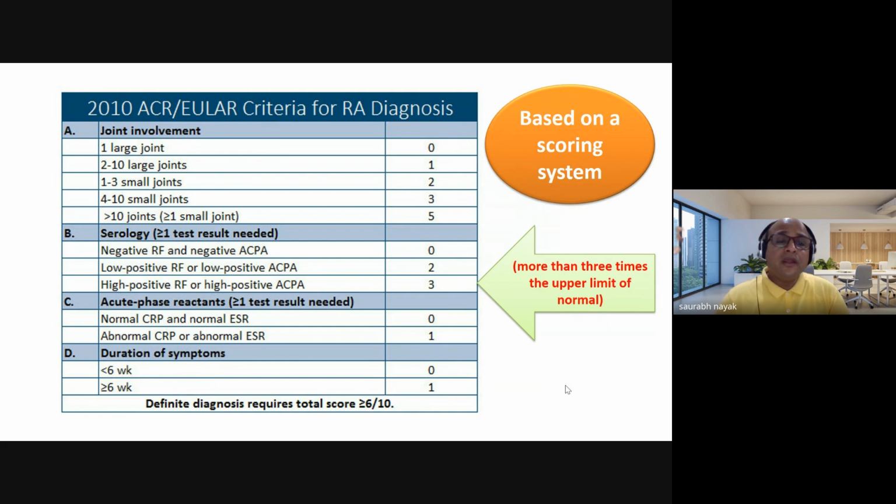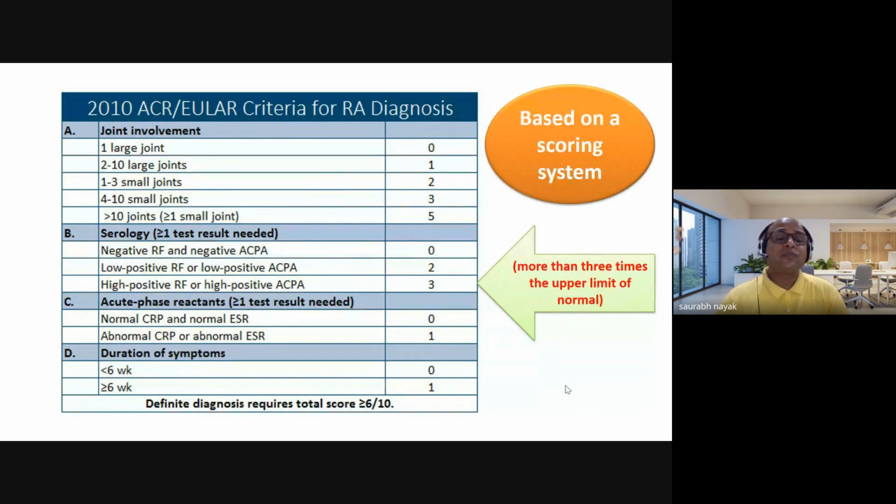अब बात करते हैं acute phase reaction. यहाँ पे भी हमारे पास 2 पैरामीटर्स हैं, CRP and ESR. Normal CRP and normal ESR, the score will be 0. Abnormal CRP or abnormal ESR, the score will be 1.